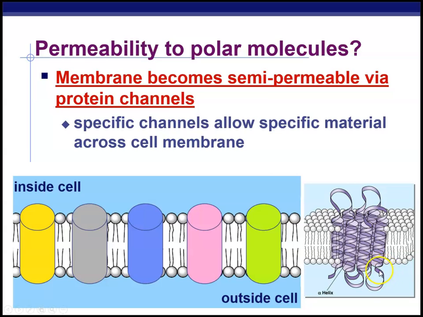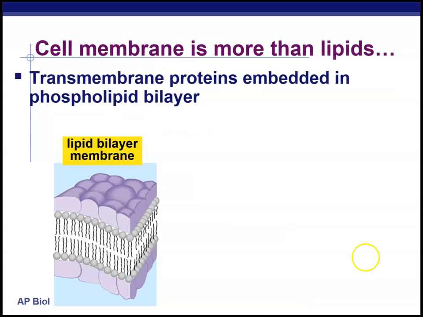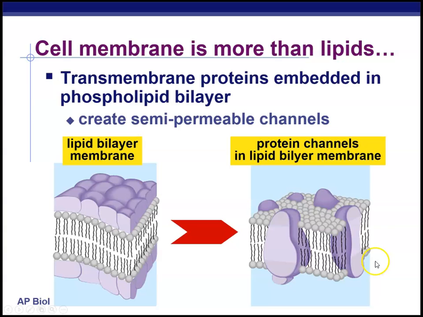But they can act as channels and transporters to help things get through the cell membrane, like an amino acid, water, and salts and ions, and wastes, like ammonia. So again, transmembrane proteins go all the way through the phospholipid bilayer, and they create semi-permeable channels. That means that it's very picky about what gets through. Specific proteins are going to allow specific things through them.